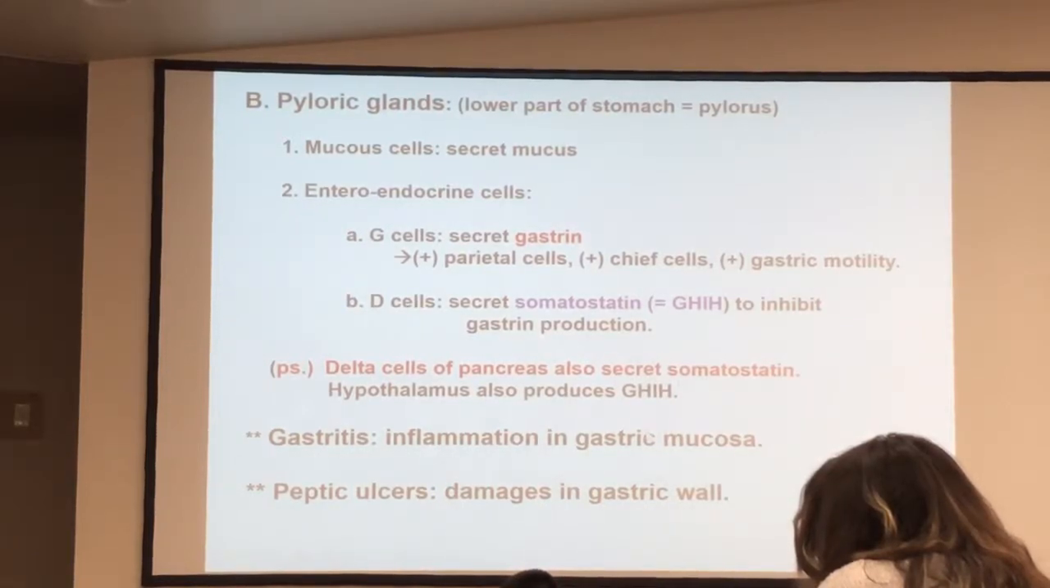Gastritis, this one I already mentioned. We always call it an ulcer, a stomach ulcer. That means we don't have enough mucus to coat it, and the HCl damages the epithelial cells, sometimes causing bleeding.